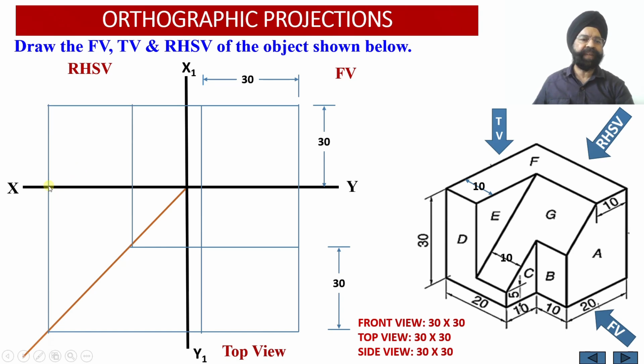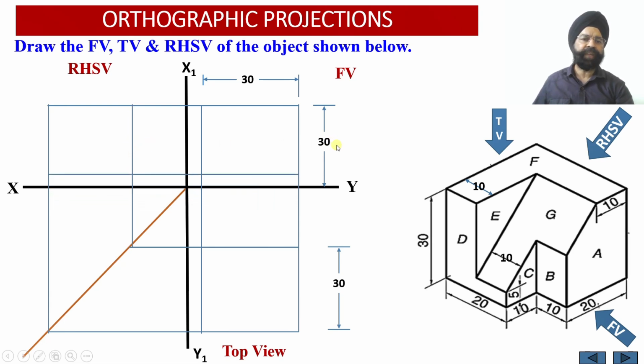So in the right hand side view, once again, the depth of the solid is equal to 30 millimeter. It has been marked in the top view. The height of the solid is also equal to 30 millimeter. This height has been marked in the front view of this particular construction. Now let us start with the front view. As we are going to look at the solid from this side, this is the side from where the front view will be observed.